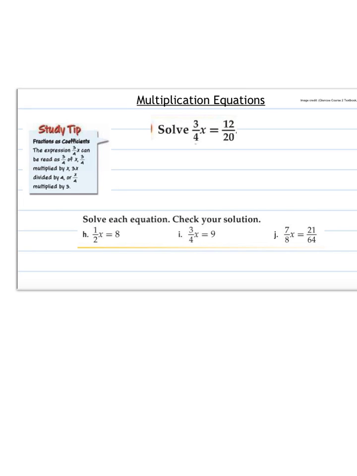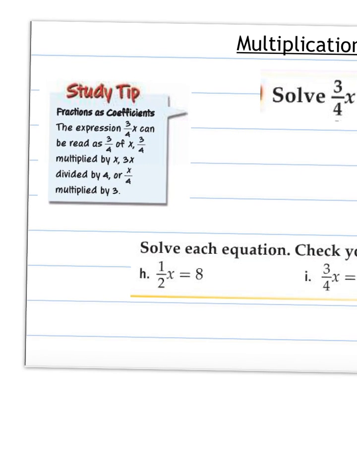All right, now we're looking at multiplication equations when we have fractions in front of our variable, or fractions as coefficients. That's the number in front of our variable. Okay, here's something to note. The expression 3/4 x can be read as 3/4 of x, 3/4 multiplied by x, 3x divided by 4, or x over 4 multiplied by 3. So there's just a lot of ways that we can read that.